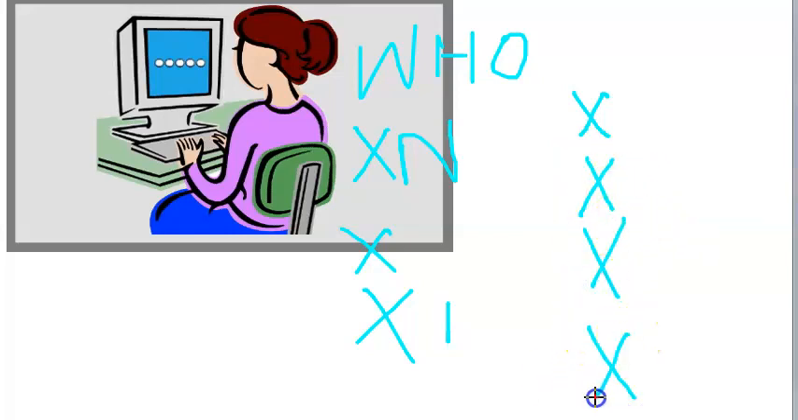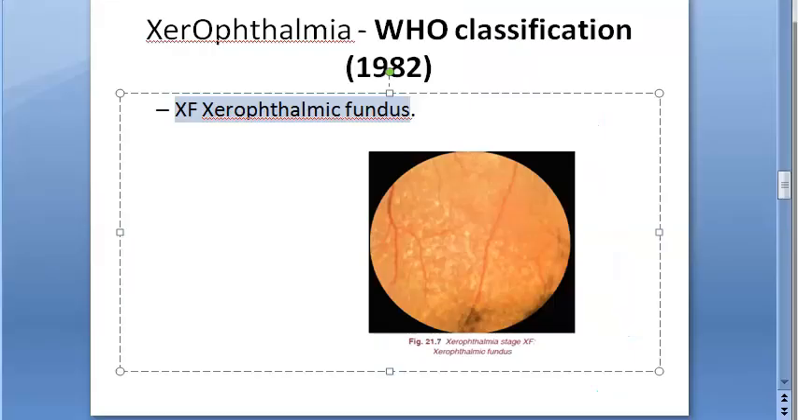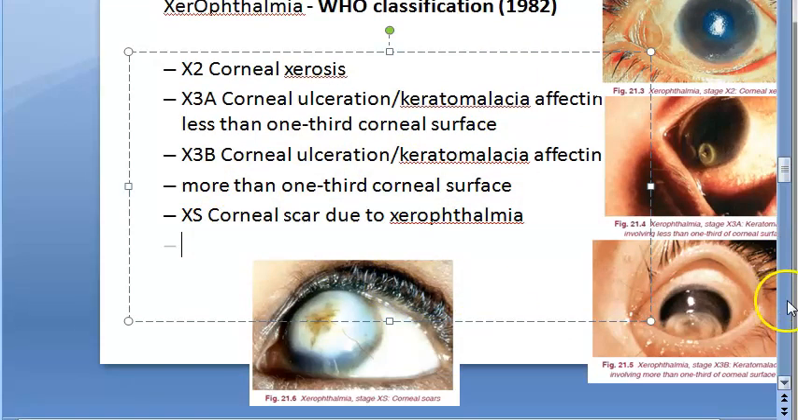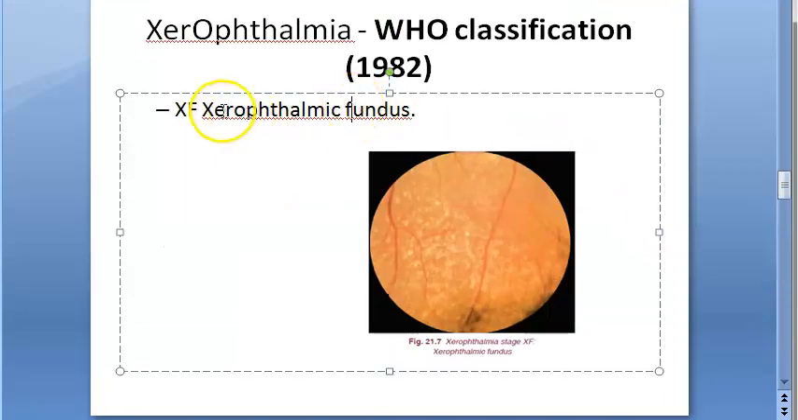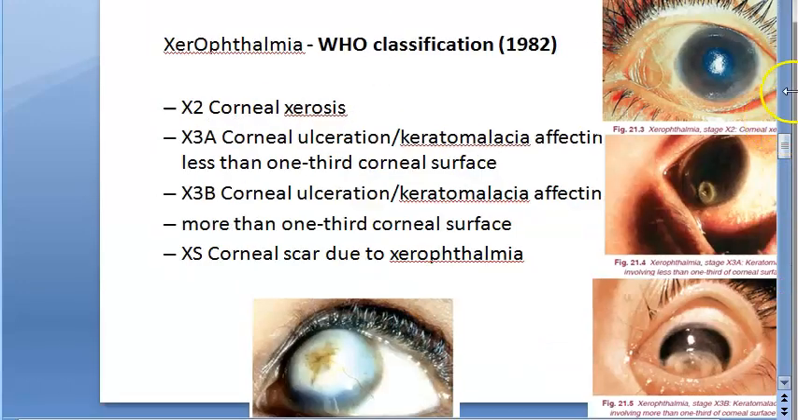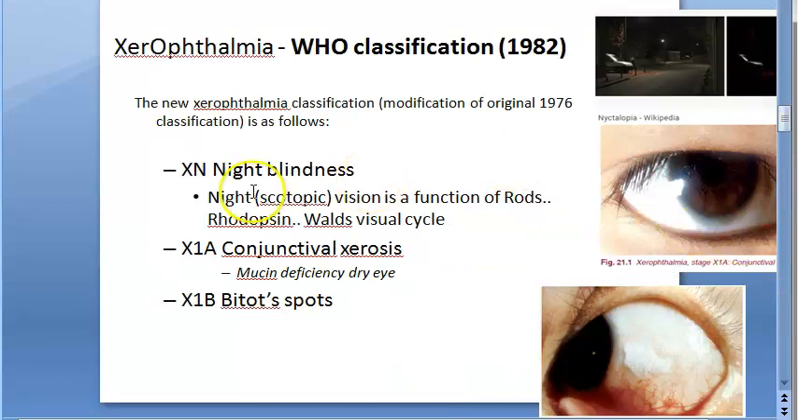1/3, then one more was there, what was that? I forgot, wait. Corneal scar, okay. Then lastly they are talking about the fundus, xerophthalmic fundus. So finally it reached the fundus, okay. So let us look at all the details.